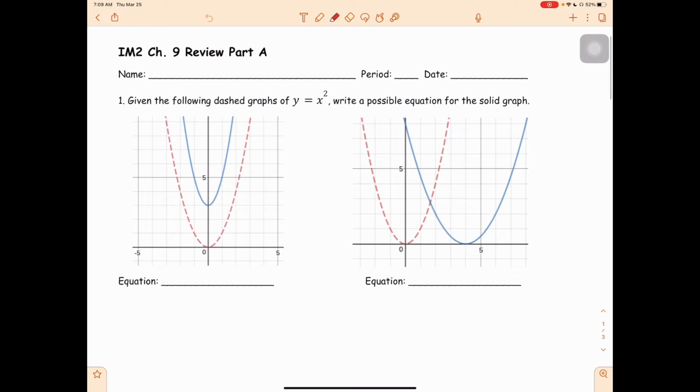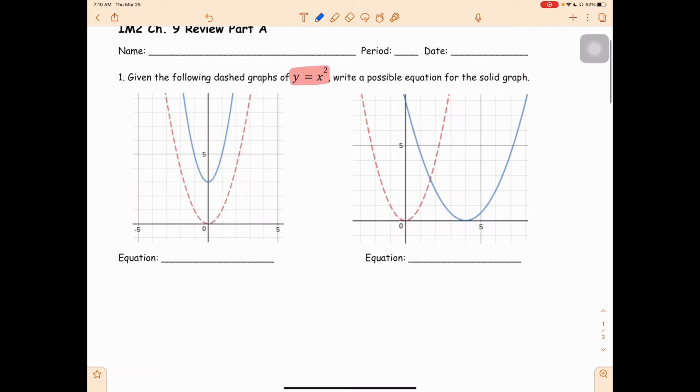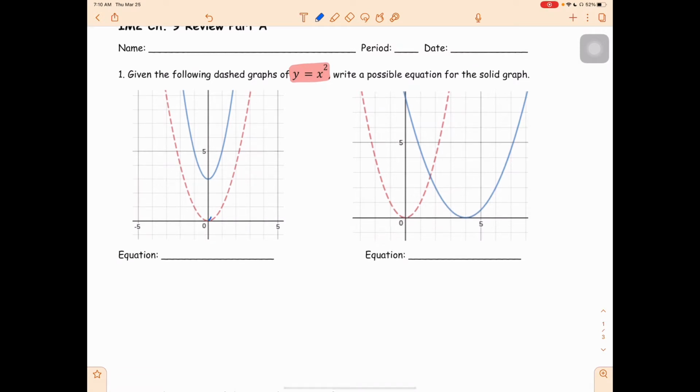So this is telling us that the dashed graph there that we see, this guy here, that's the parent function of x squared. Okay? So now we have to look at the new graph there. Okay, so the blue graph, we see here that it has moved 1, 2, 3 units up.